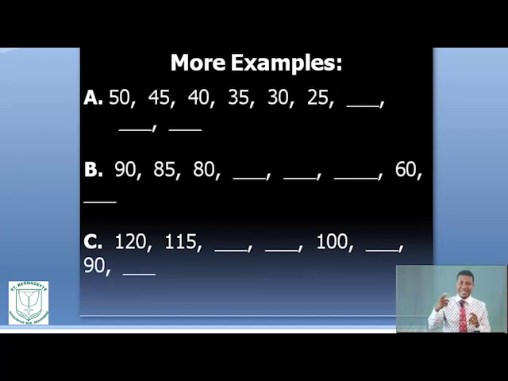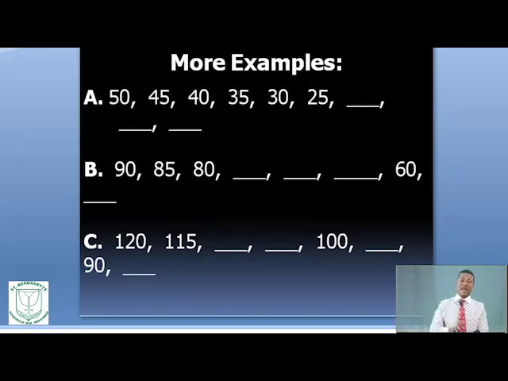The next one will be 20. You remove 5 from it to give us 15. And the next number will also give us 10. The second example, example B, starting from 90. We have 90, 85, 80. What will be the next one?